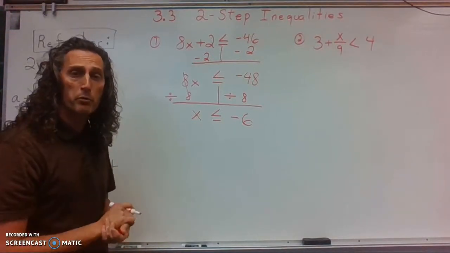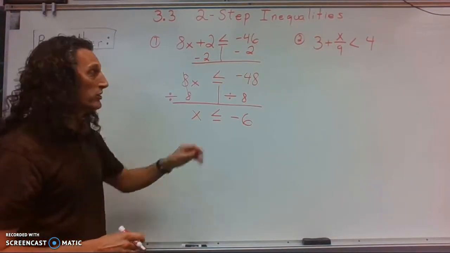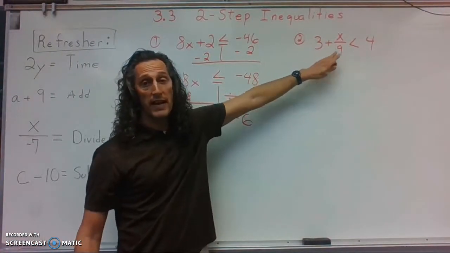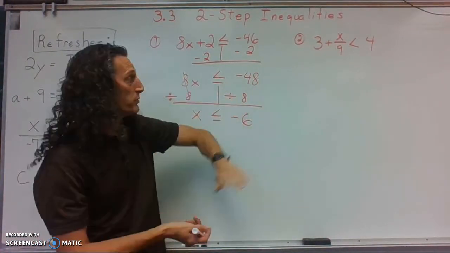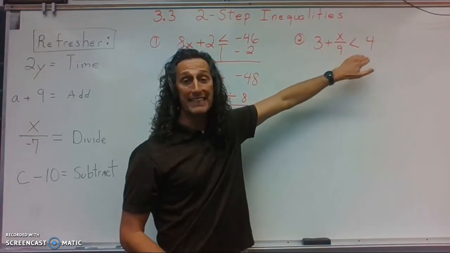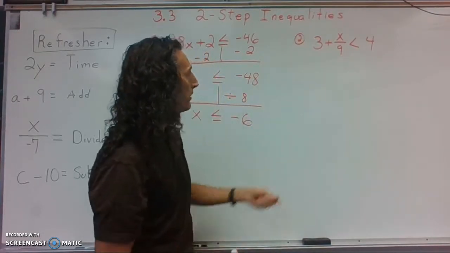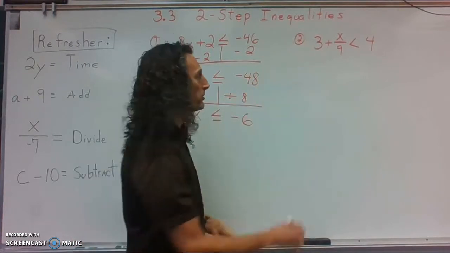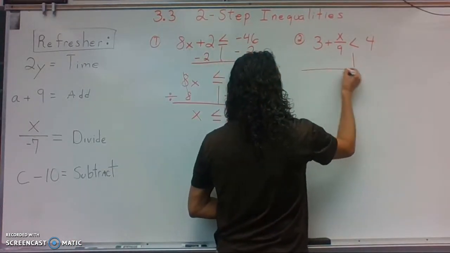So now let's look at number 2, slightly different. It looks like we have addition and we have division, right? So we have 3 plus x divided by 9 is less than 4. Get rid of the plus and minus. So I'm going to go minus the 3.